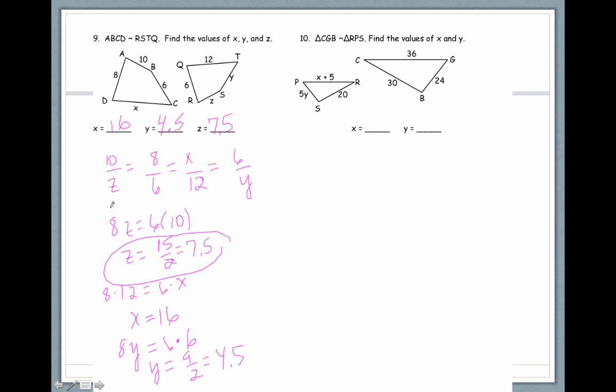Now, once I had solved for Z, I could have used this one with X over 12. Once I solved for X, I could have used these two together. It really doesn't matter, you're going to get the same answer either way.